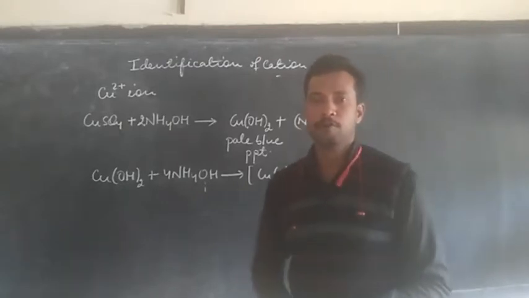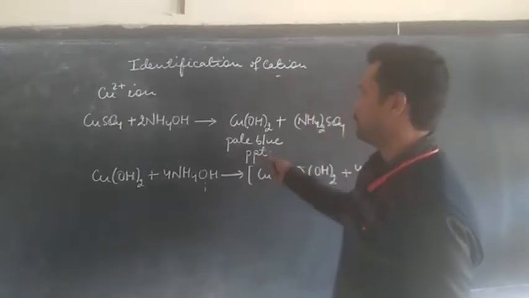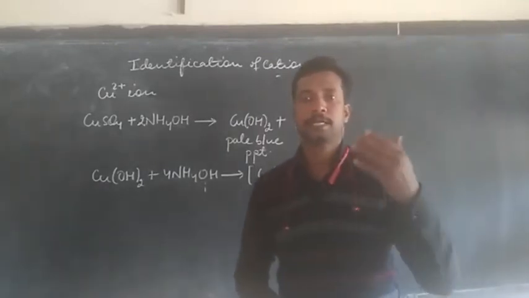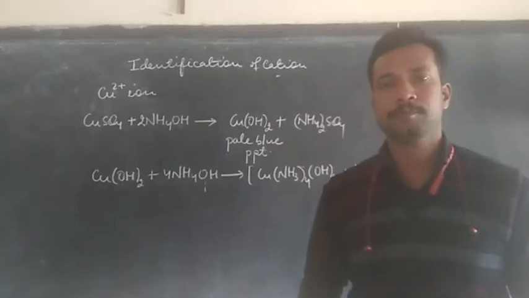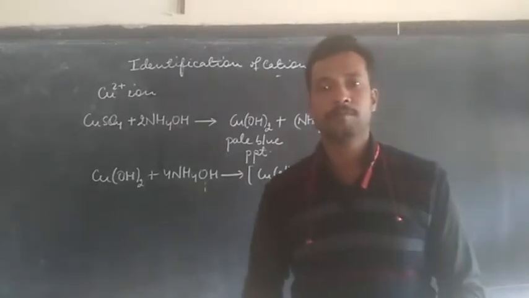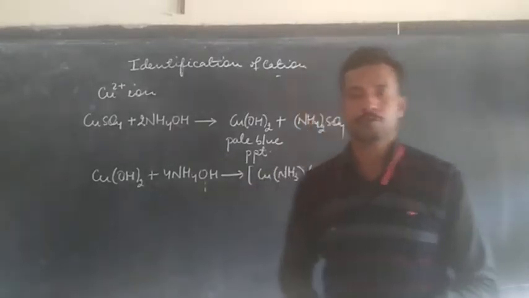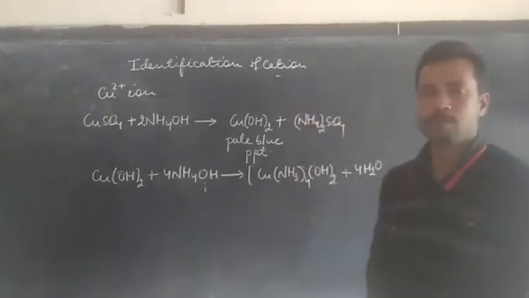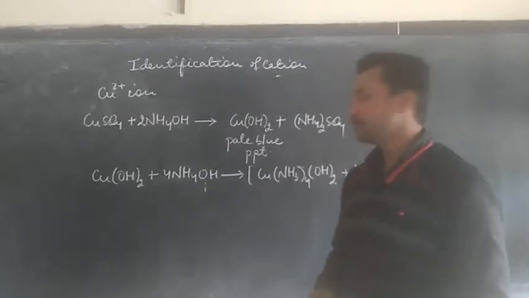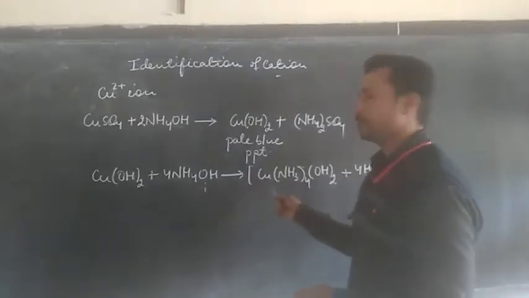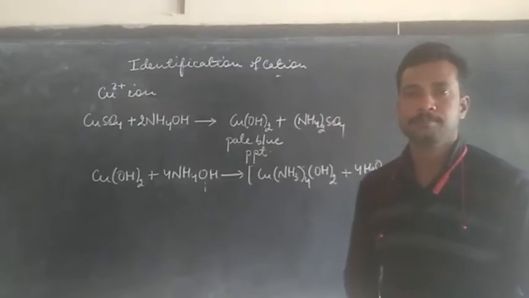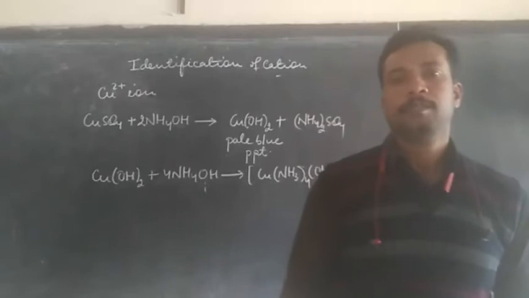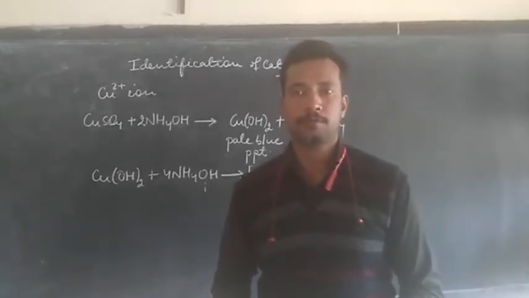Initially, on adding a small drop, we will find a pale blue precipitate of copper hydroxide formed, and on adding an excess amount of ammonia solution, the precipitate will dissolve to form a deep blue solution. So this will be the reaction for forming the deep blue solution. The reason for it is the formation of tetraamine copper hydroxide. So you will get a deep blue solution on adding an excess amount of ammonium hydroxide to it.